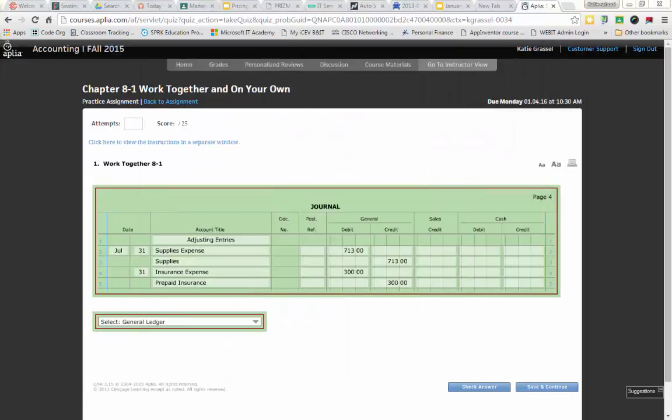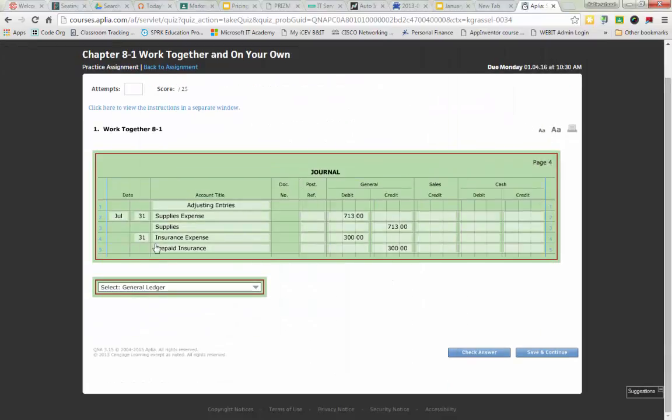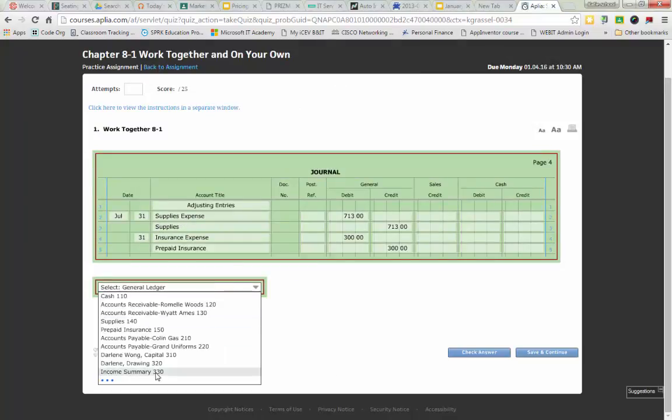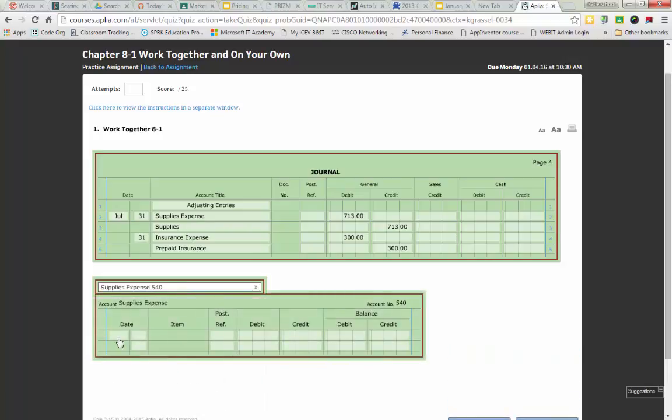Now I need to post them. Posting is not new. I start at the very top. My first account is supplies expense. So I have to choose from my drop-down list, and I find supplies expense. I have to put in the month, which is July. The date is the 31st. Post reference is going to be 4, because this is page 4. Debit for 713.